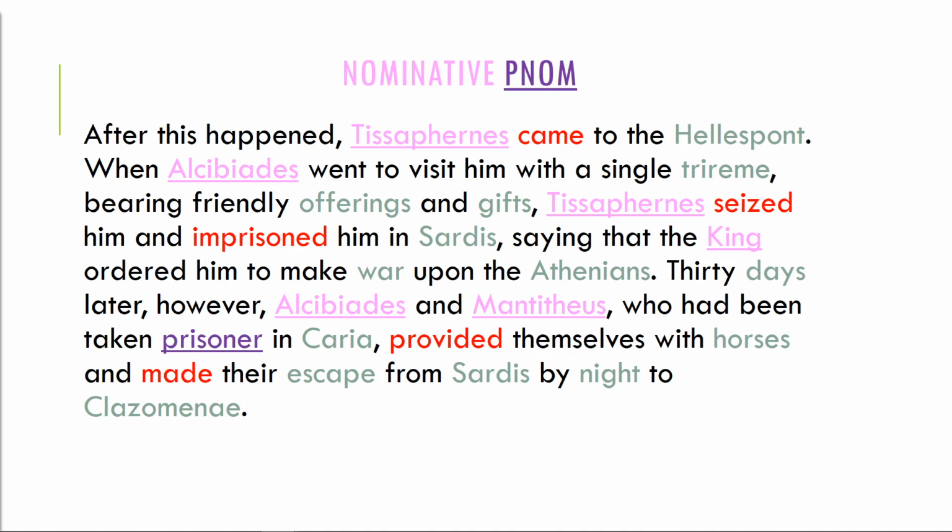There's also one pronoun in here. He had been taken prisoner. He was a prisoner. He was made into a prisoner. And so that would qualify as a nominative, as a pronoun in this case.